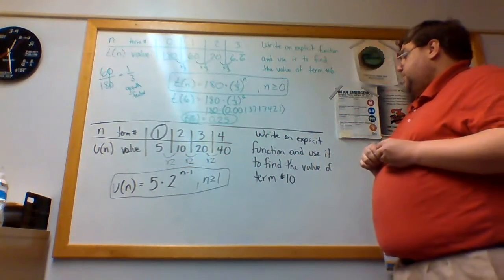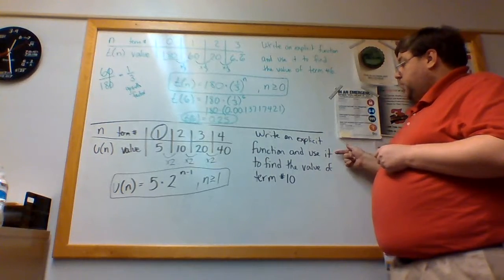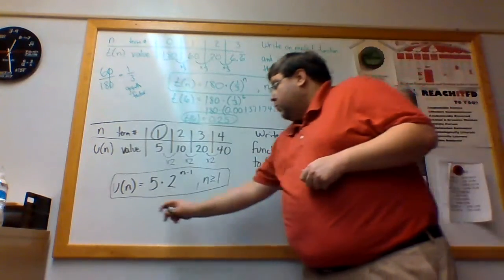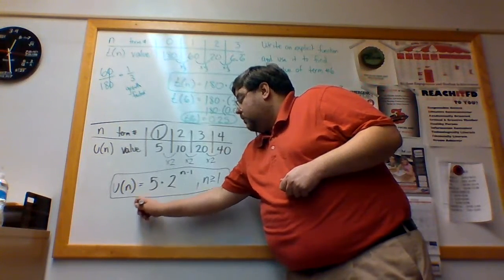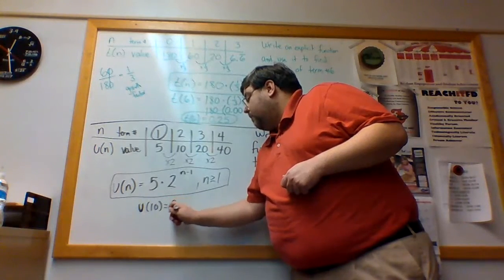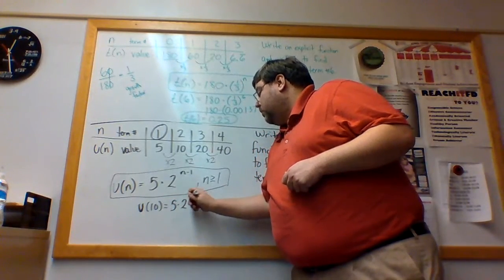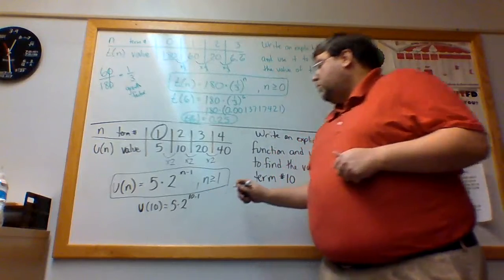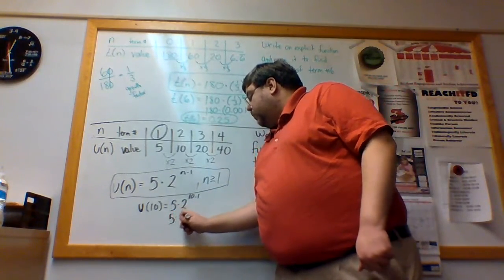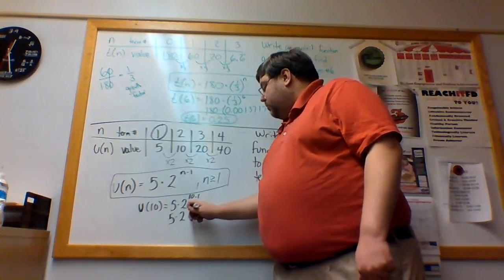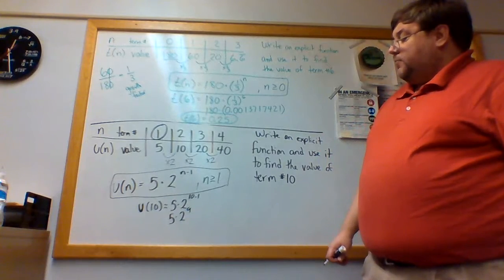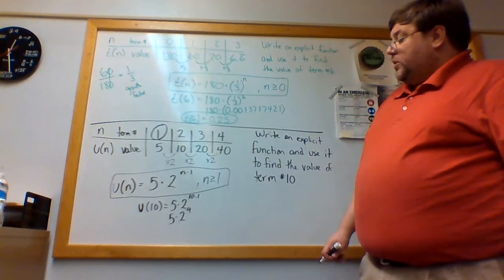So there is my explicit function. It also told me in my instructions, use it to find the value of term 10. So u of 10 will tell me that. 5 times 2 to the 10 minus 1 power. Can't really do the exponent until I do that subtraction. Need to know what 10 minus 1 is. So I started with that. 5 times 2 to the 9th power.